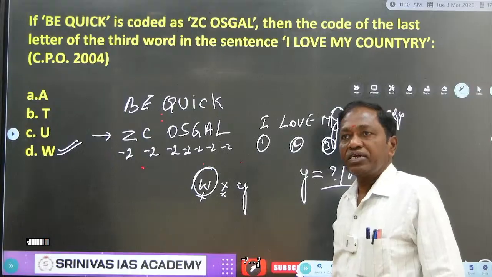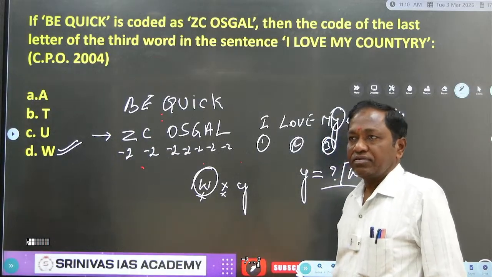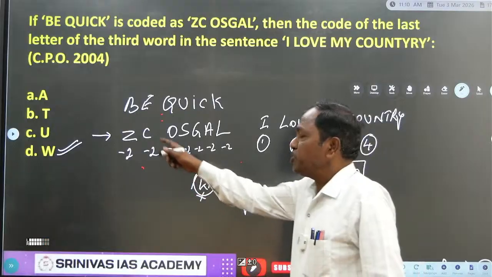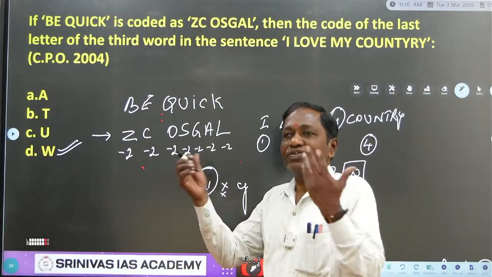Option D. Did you not get it? Oh, yes. Because B and Z is very far. You can see the reverse order.